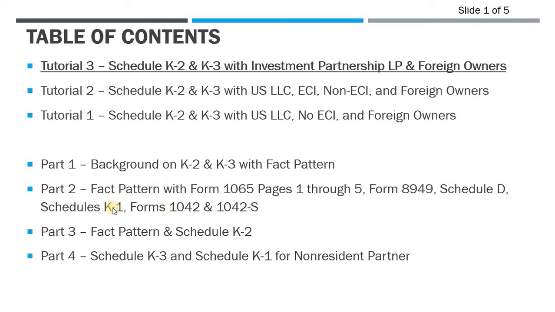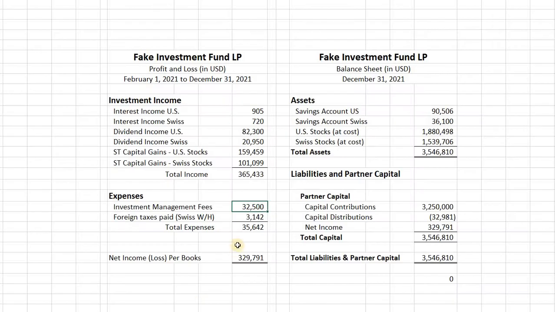All right, so continuing with the second video here, we're going to look at the fact pattern in a little more detail, the actual numbers, and then we're going to see how these end up on the 1065. So if we start with the financial statements, you just walk through these really quickly.